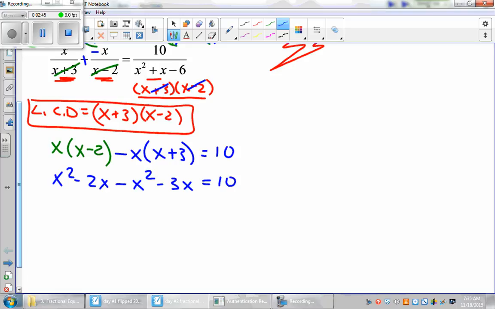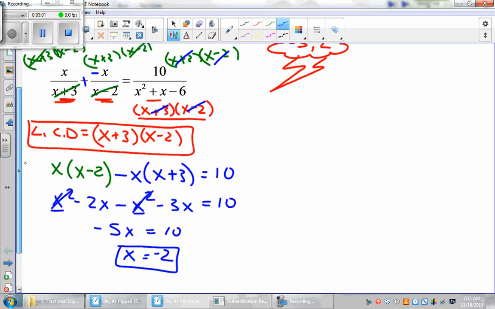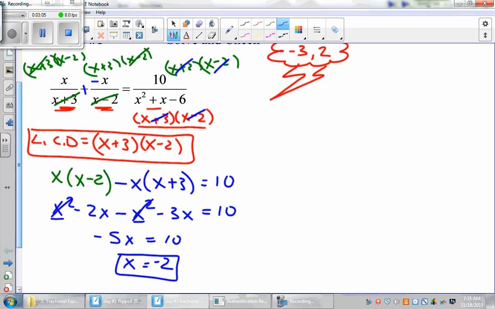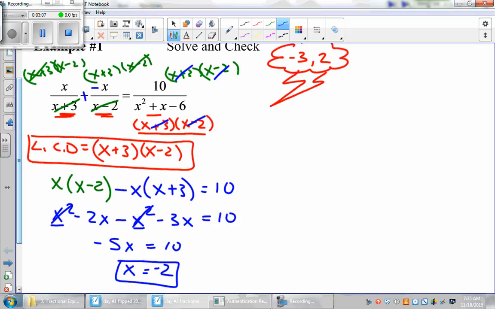Okay, this looks to be a false quadratic because you have an x squared and a negative x squared. They're going to cancel. So I'm going to get negative 5x by combining like terms equals 10. Divide by negative 5, so x equals negative 2. Was negative 2 in my thundercloud? No. It was not in my thundercloud, so it will work.